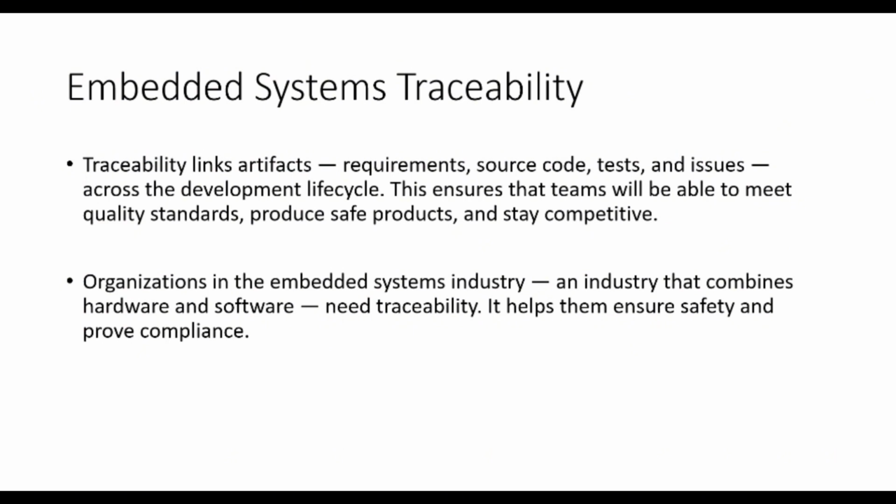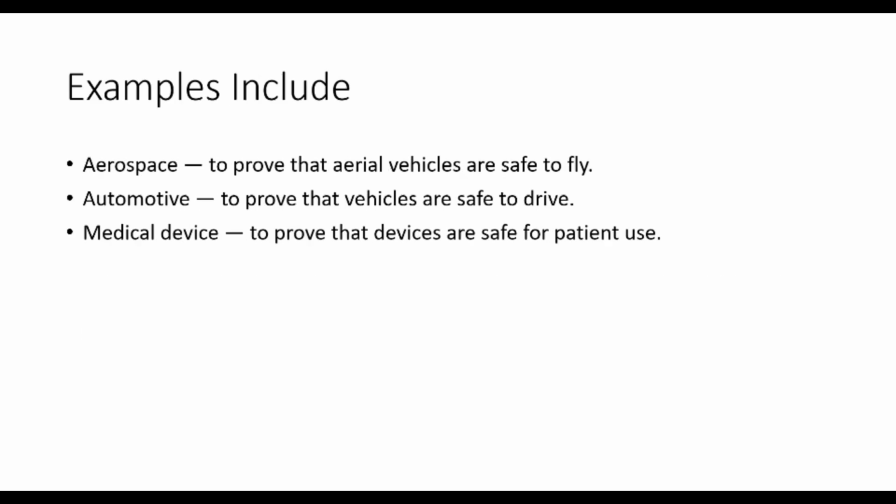Embedded system traceability. Traceability links artifacts, requirements, source code, tests, and issues across the development lifecycle. This ensures the teams will be able to meet quality standards, produce safe products, and stay competitive. Organizations in the embedded system industry, an industry that combines hardware and software, need traceability. It helps them ensure safety and prove compliance.